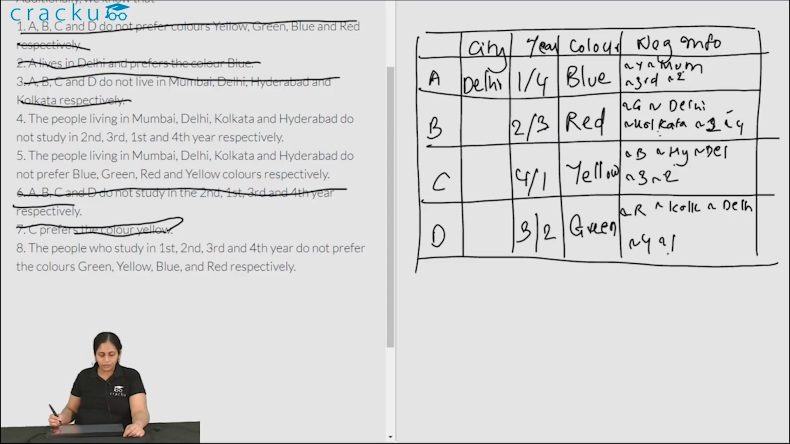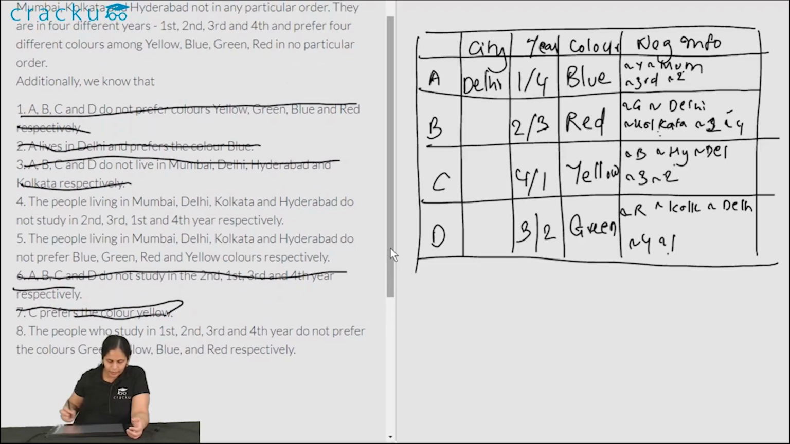Now, I know that the person who does not prefer color green is first, second is yellow. So this information I can put in for now. Let me try to figure out whether I can determine more from this, okay.